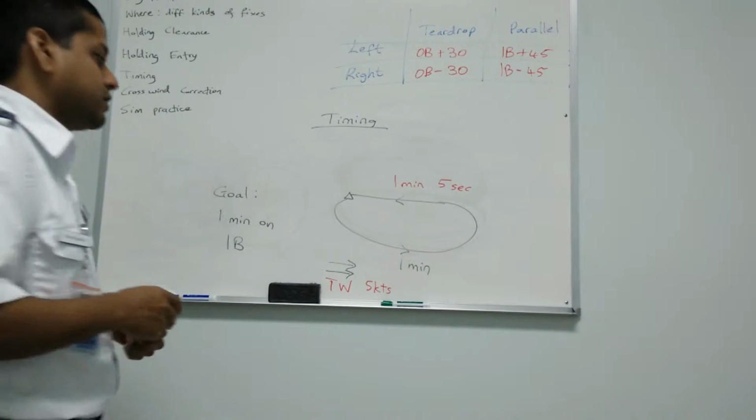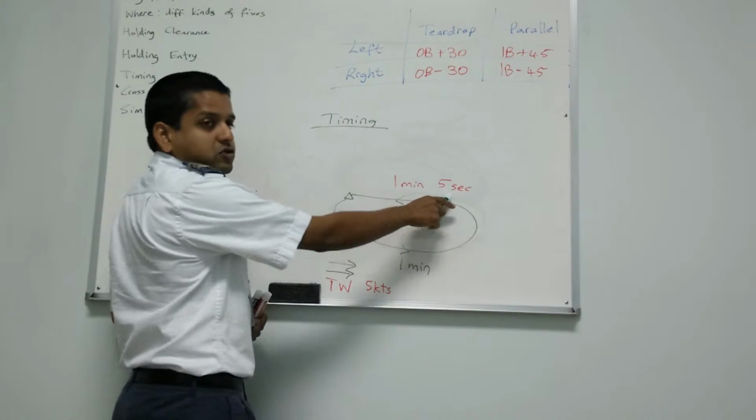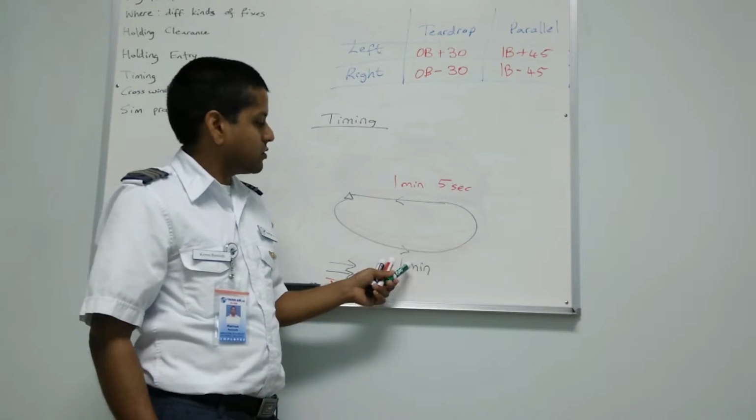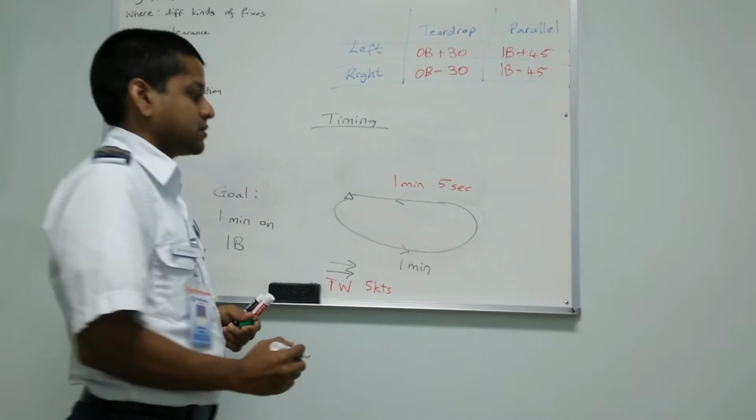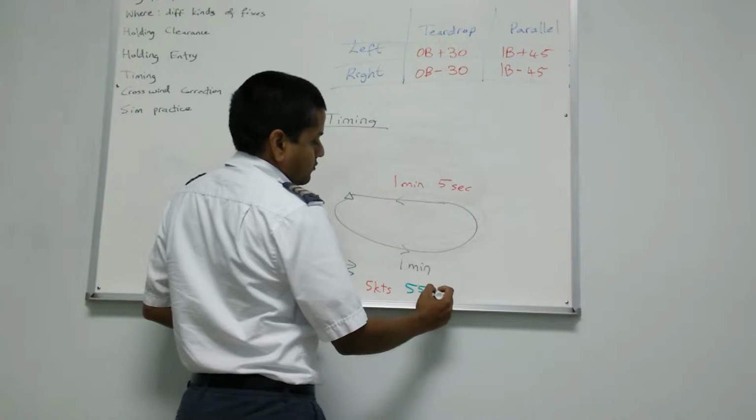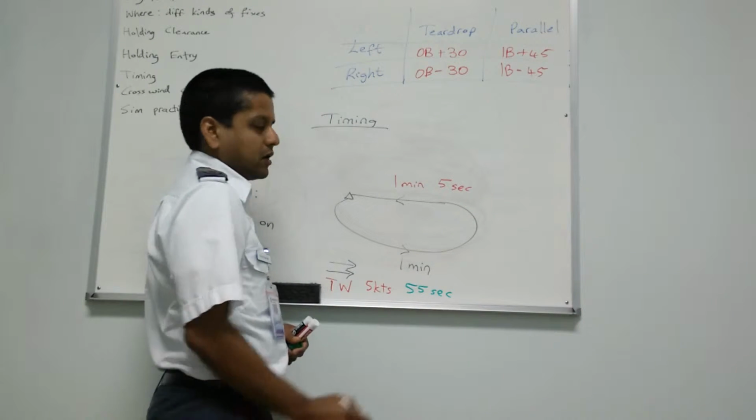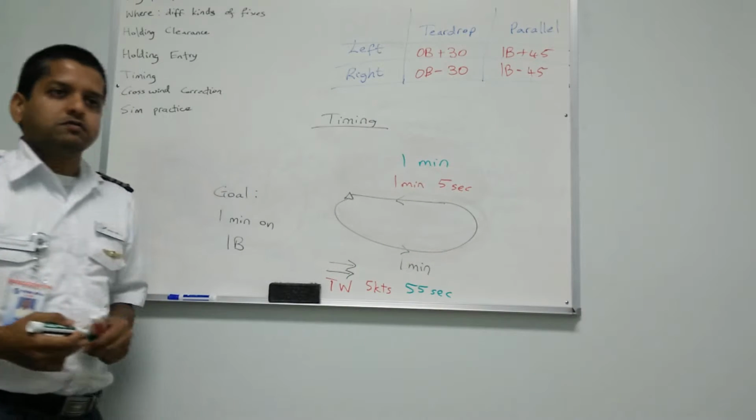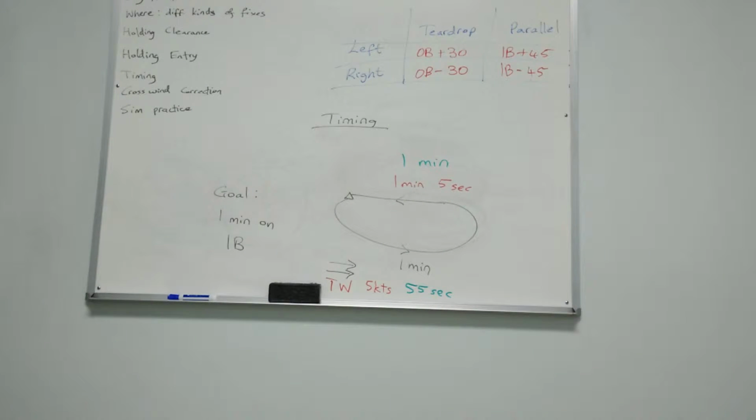So here you're 5 seconds too long, you can take your outbound minus 5 seconds. So the next time you go outbound, you will fly for 55 seconds. And turn inbound, hopefully it's going to be 1 minute. That gives you 1 minute. Alright?